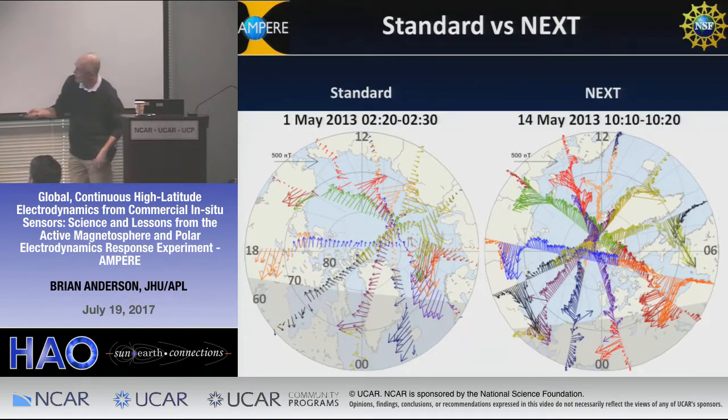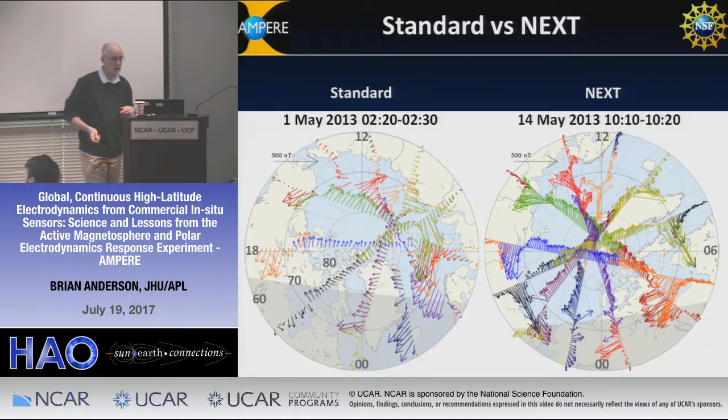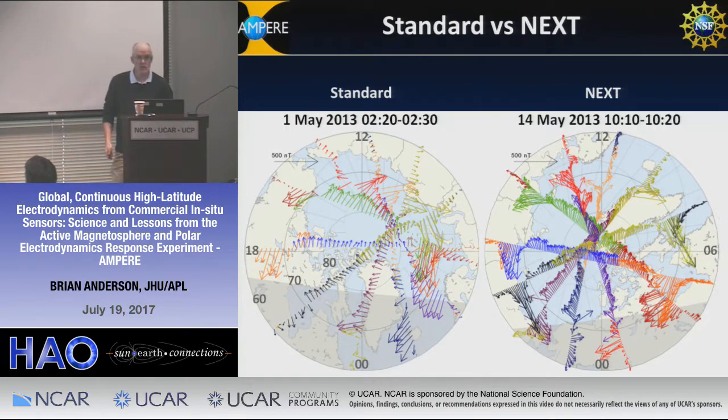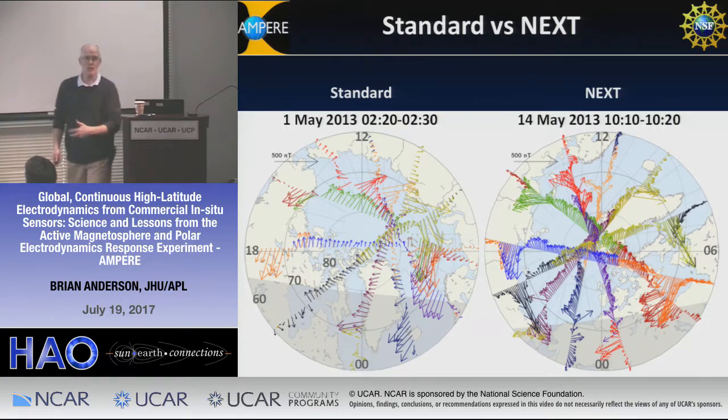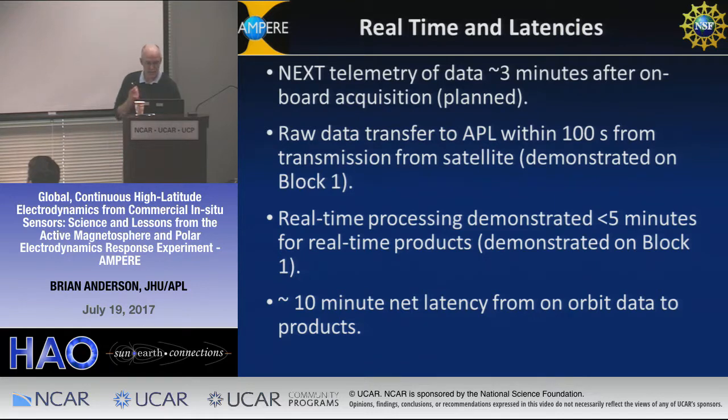This is what our 24/7 AMPERE data looks like now. This is what it will look like under Next. We actually ran some intervals like that. In fact, that's how it's being sampled right now. They're doing a promotion to that rate from now through September to support the MMS tail campaign. Because the MMS tail campaign is all about substorms, we can see substorms. So that's really important for that. And that's the latency issue.